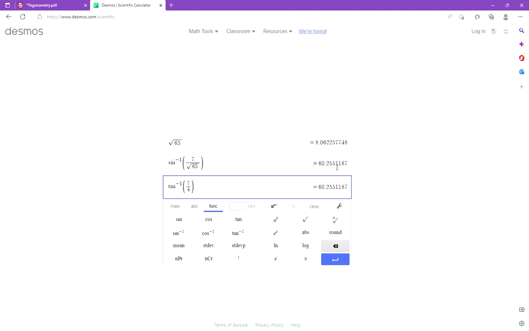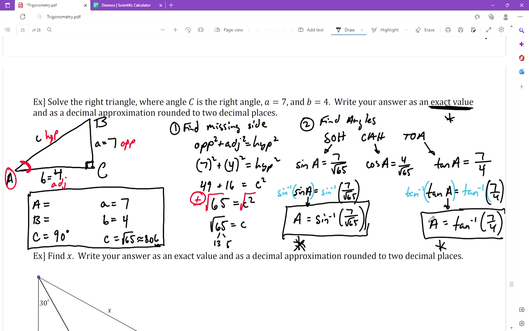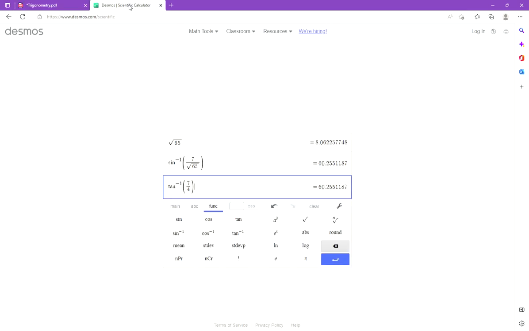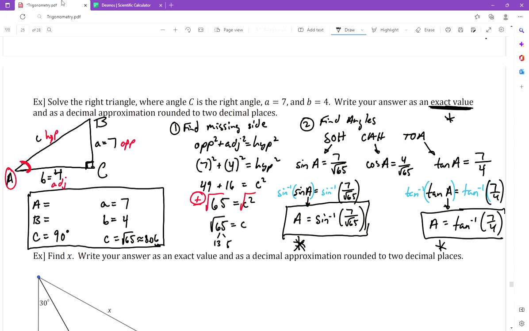Okay, so again, just showing we could find the missing angle using different methods. Either way, we had to use an inverse, but still, we found it. Okay, so we have both of those. In my answer box, let's just do the decimal. So 60.26. That was angle A.